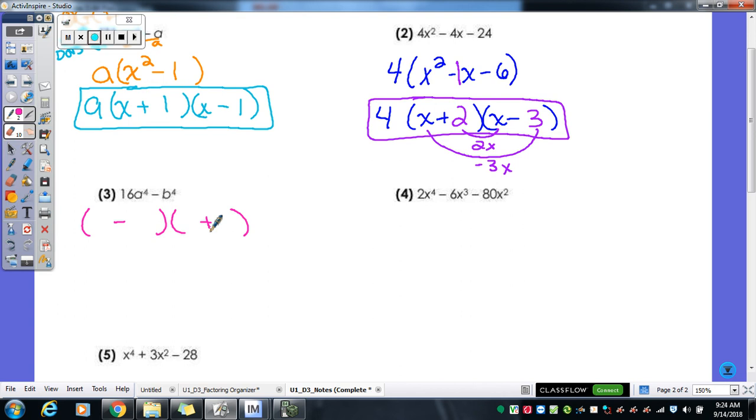So then what's the square root of 16? 4. And then we divide our exponent in half, so we get 4a squared. And then how does the b to the 4th break up? b squared and b squared. So then let's look at those again. Can we do anything with either of those parentheses? Yes, we can.